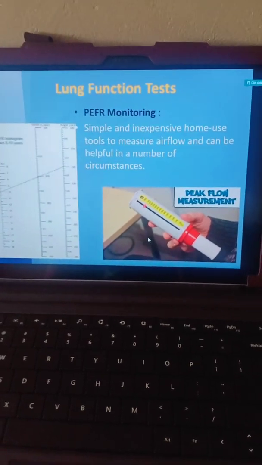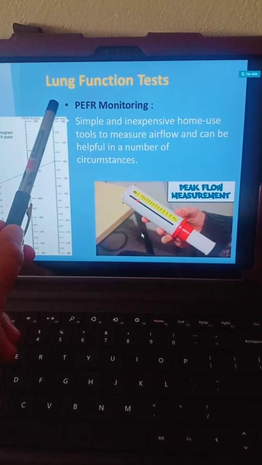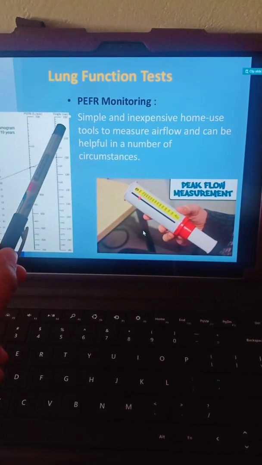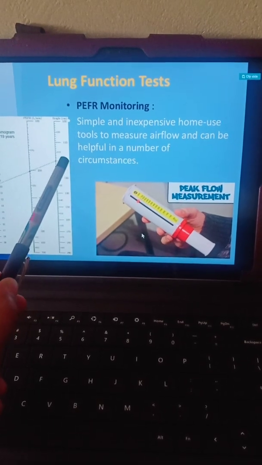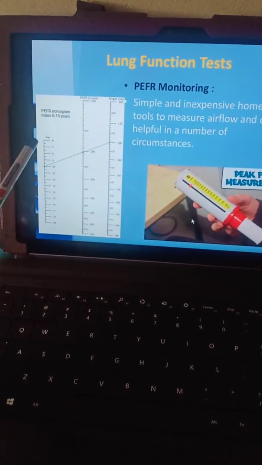Now this is a picture showing peak flow measurement, that is PEFR monitoring. It is a simple, inexpensive home use tool to measure airflow and can be helpful in a number of circumstances. See the picture. This is the graph, a nomogram.